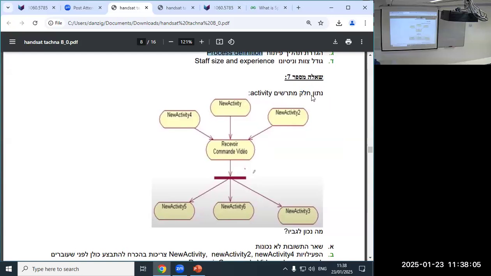Question number 7. Given part, this is a partial activity diagram. So we have a new activity. Oh, it's in French. Recevoir commande video. I don't know what that means. Accept a video command. Actually, if you look in the slides, they're in French.